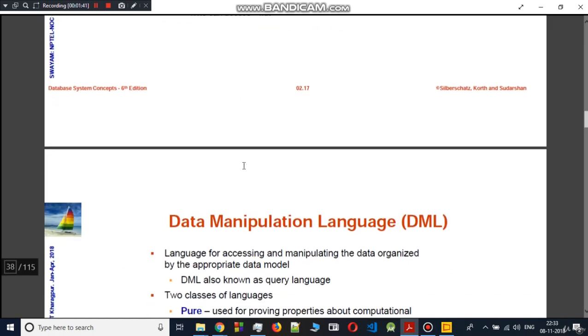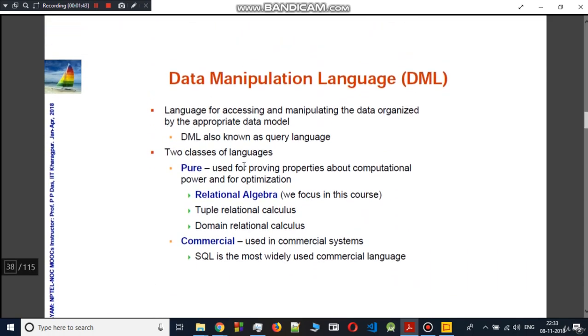Now come to the DML, data manipulation language. It is a language for accessing and manipulating the data organized by the appropriate data model. DML is also known as query language. Like if you want to insert, delete, update, all these come under DML.